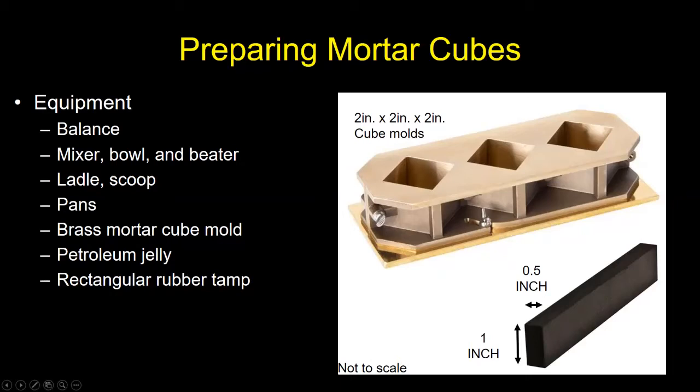And then we also have petroleum jelly to lube up the inside so the cement doesn't stick to the walls of the mold. It makes it a lot easier to extract. And then we also have a rectangular rubber tamp, which is this thing, and it looks a lot bigger than it actually is. It's 1 inch by 1/2 inch, and these molds are 2 inches cubed. So we use this tamp to tamp it. You'll see it in 2 slides, I believe, on the actual procedure for that.